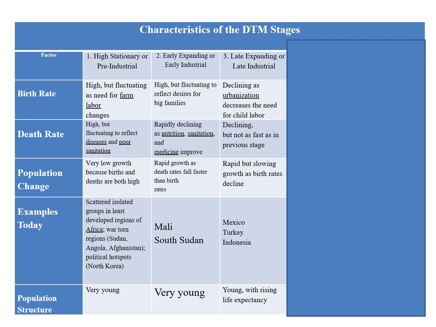So you're going to still have a relatively young population structure, though not as young as in stage 1 or 2, with rising life expectancy. So you're starting to see more people in those older age groups.